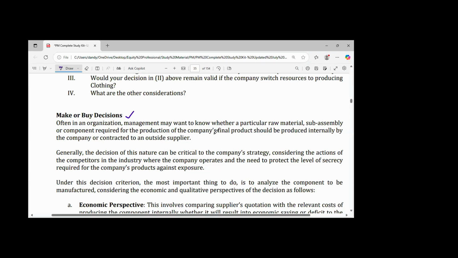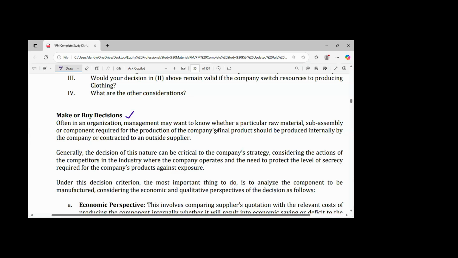Because if the company's competitor gets to know about the secrecy underlying your product, the company may be out of business. And that's why, before the final decision is taken, you need to ensure that you have a reliable supplier, a reliable external supplier that will maintain that degree of secrecy. So these are the things you want to talk about under make or buy.